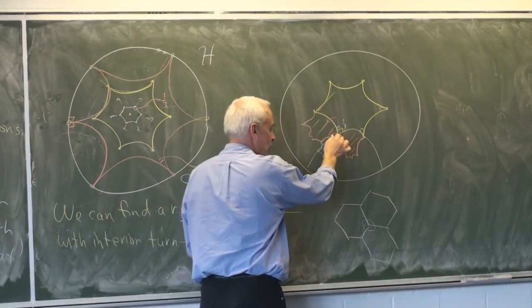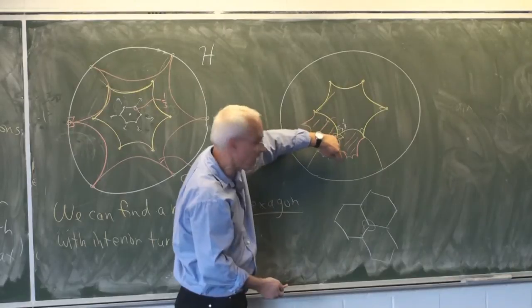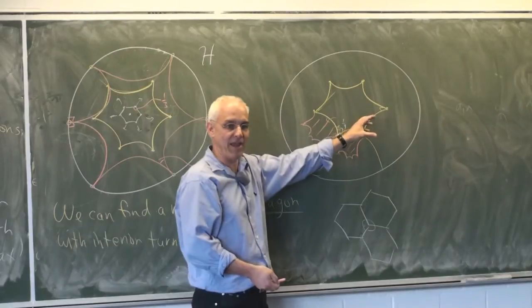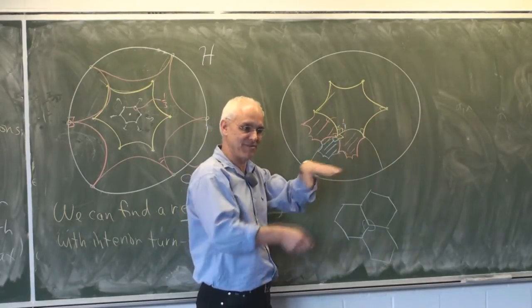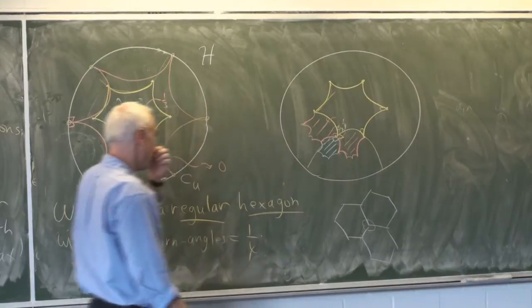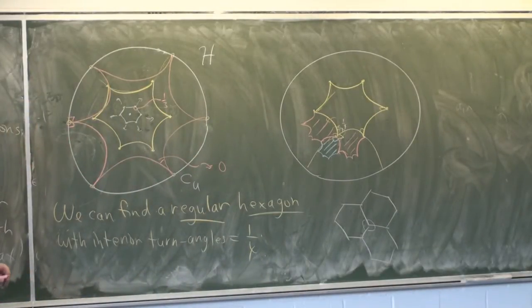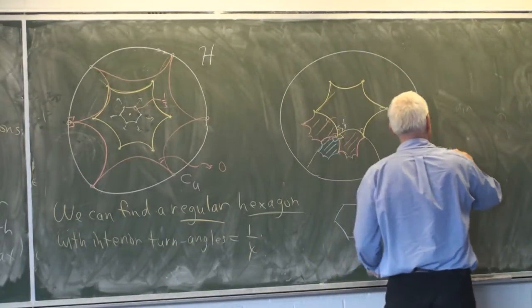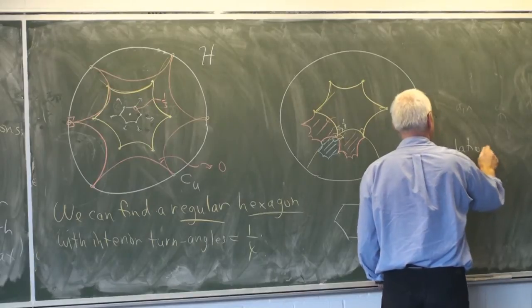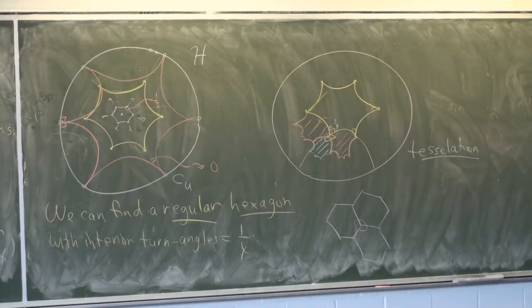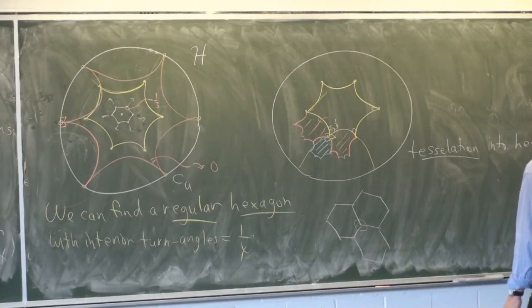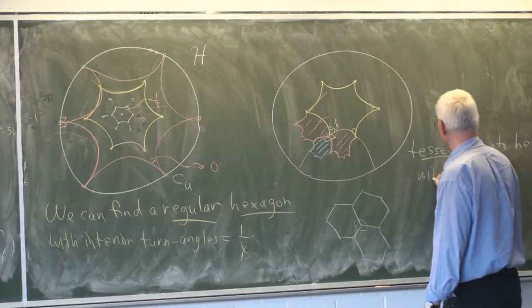And the fact that there's a turn of 1/4 here means that if you do it 4 times around any vertex, you're going to get back to where you started. So you're never going to end up overlapping one that you've got in a wrong way. So you're going to get a tessellation of the hyperbolic plane, a tessellation into hexagons with 4 meeting at a vertex.